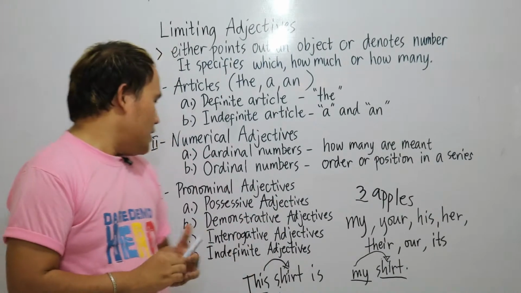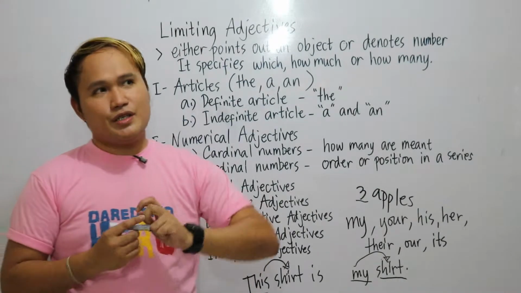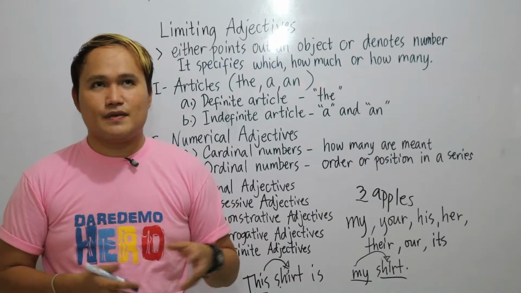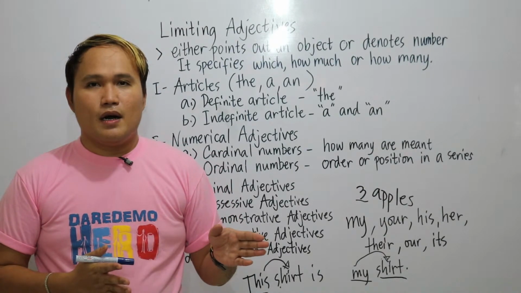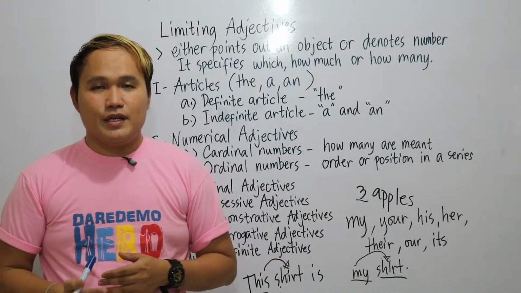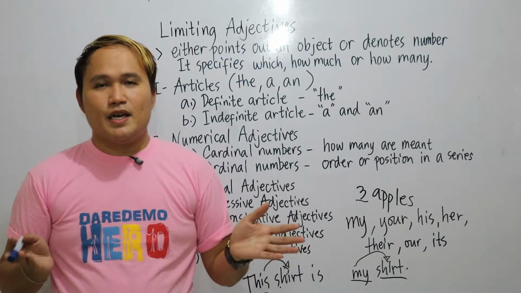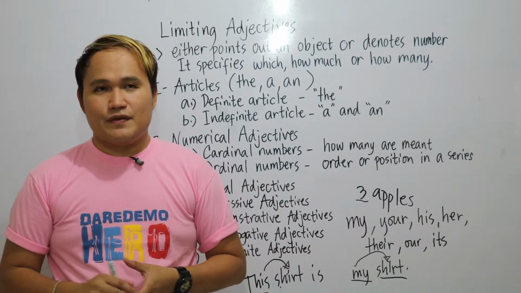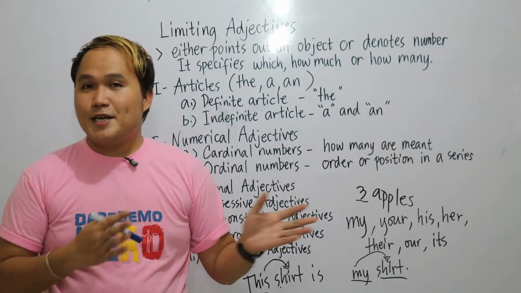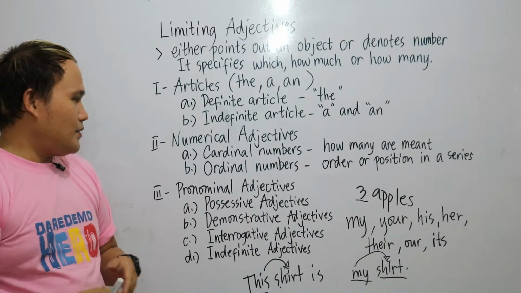Okay? Now next we have the indefinite adjectives. For indefinite adjectives, this pertains to indefinite pronouns that function as indefinite adjectives. For example, we have someone, anyone. So those are examples of indefinite pronouns. But then again, this would function as an indefinite adjective if there is a noun or a noun phrase being modified by the indefinite pronoun. Okay?